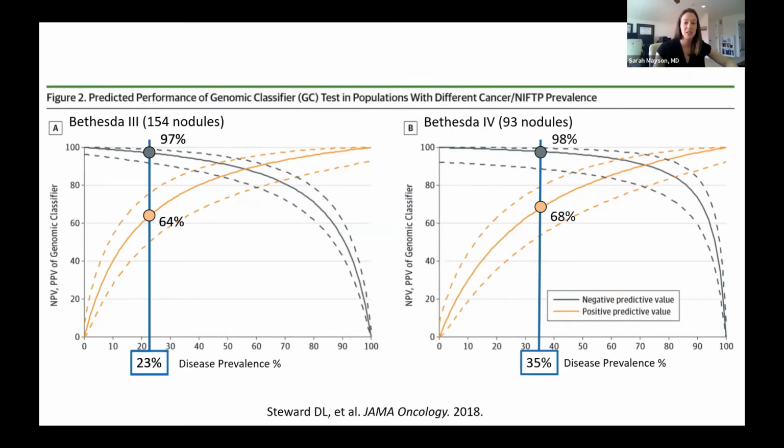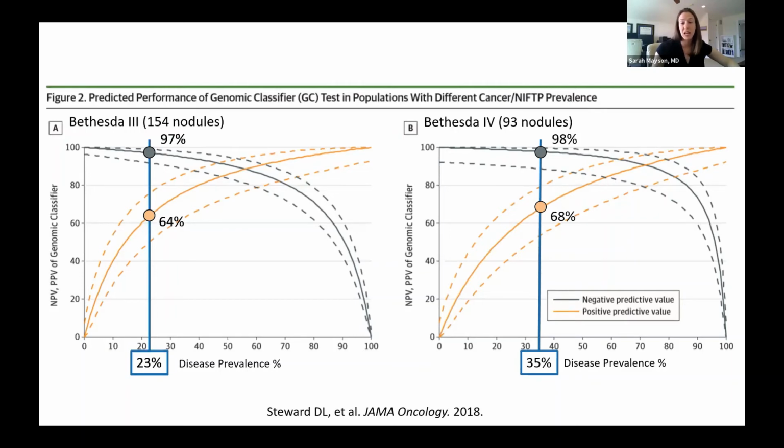This figure shows the negative and positive predictive value of ThyroSeq GC separately for Bethesda 3 and 4 nodules, and this is mapped against, excuse me, disease prevalence. This lists on this figure the disease prevalence for Bethesda 3 and 4 nodules from the clinical validation study, 23% for Bethesda 3, 35% for Bethesda 4.